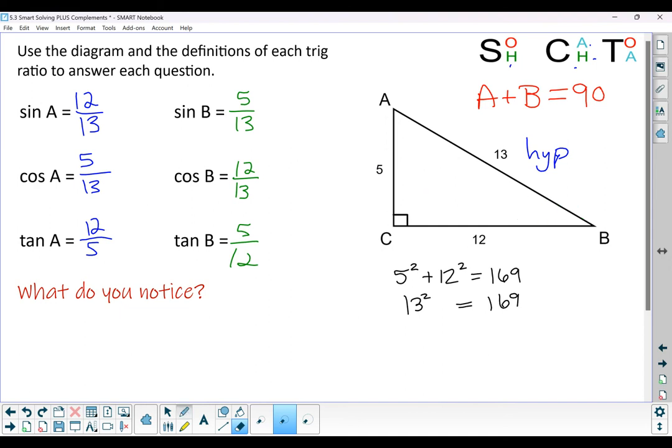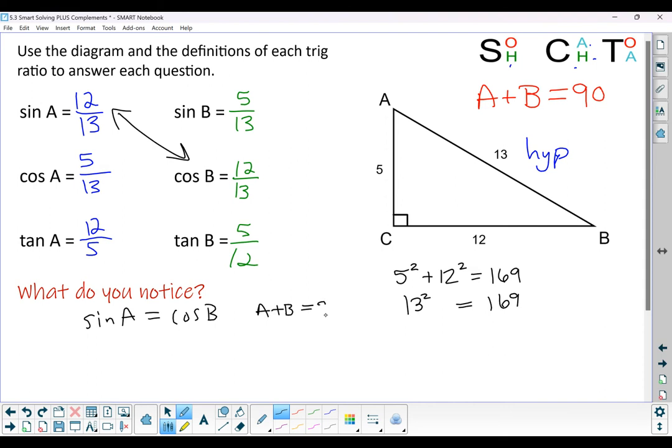There's a few patterns you probably will notice. You might notice that 12 over 13 shows up twice. It shows up here and here. So that means that the sine of A is equal to the cosine of B. This is only true if A plus B is 90 degrees. They have to be complementary angles. But if you have complementary angles, then the sine of A is equal to the cosine of B. And that works here as well. Both of those are 5 over 13.